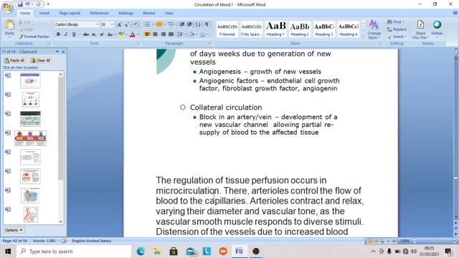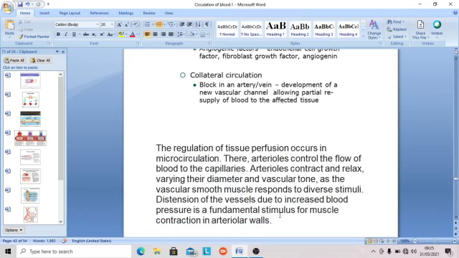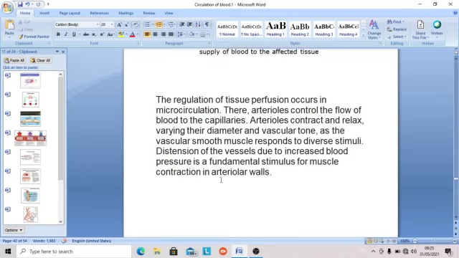Regulation of tissue perfusion occurs in the microcirculation. The arterioles control the flow of blood to the capillaries. Arterioles contract and relax, varying their diameter and vascular tone. The vascular smooth muscle responds to diverse stimuli. Distension of vessels due to increased blood pressure is a fundamental stimulus of muscle contraction. As I told you, the vascular tone is affected because the smooth muscles respond to diverse stimuli, not only nervous but also local metabolites.